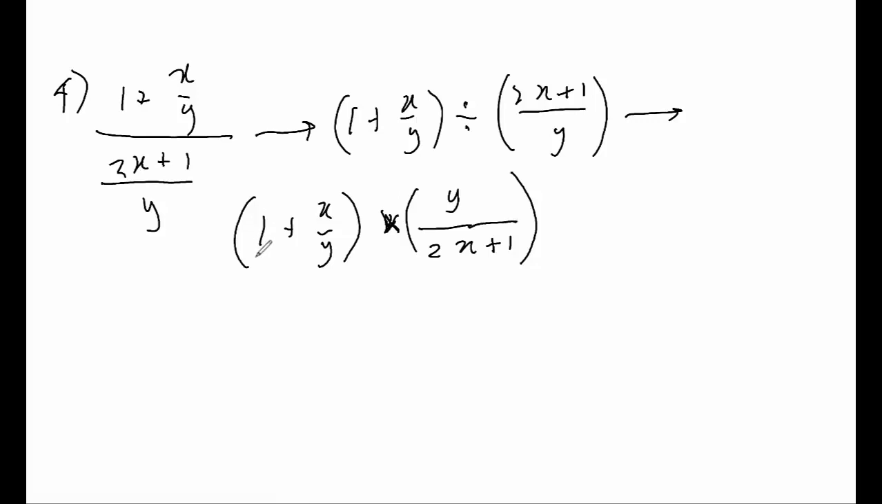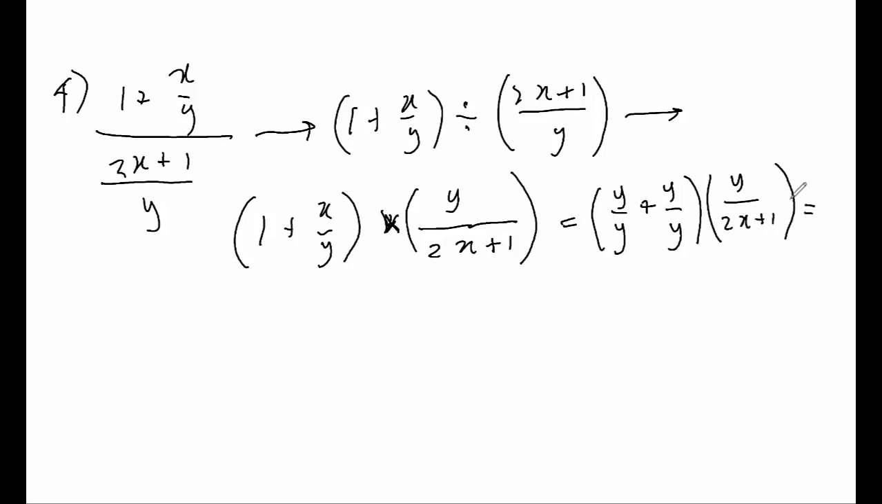It turns out that if y is the lowest common denominator here, then 1 would be y over y. So that would be equal to y over y plus x over y, and then I'll multiply that by y over 2x plus 1. So now I'll combine these two. Oh, sorry, this has to be an x, sorry, x. So now I'm going to combine these two.